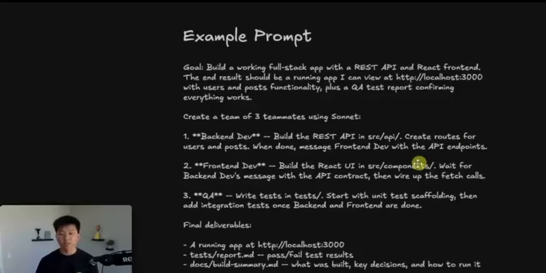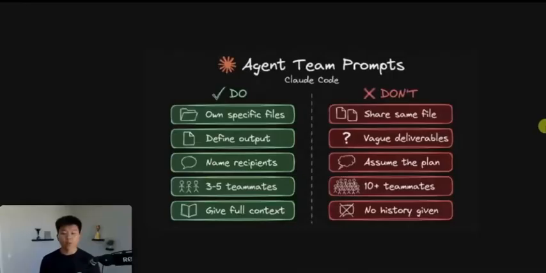You can see that in the descriptions I said, when you're done, message the front end dev. And then in this one, I said, wait for the back end dev's message. And then you will send all the stuff to the QA. And then I'm saying what the final deliverables should be because the main agent spins these 3 up and then it's going to get a bunch of information back. So what do I actually want at the end of the day? I want a running app. I want a report about pass and fail tests. And then I want a doc, which is basically what was built, key decisions, and how we run this moving forward.